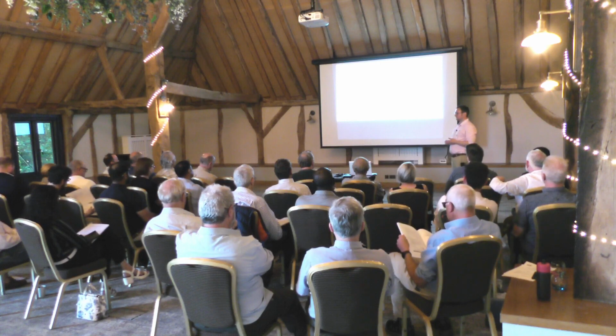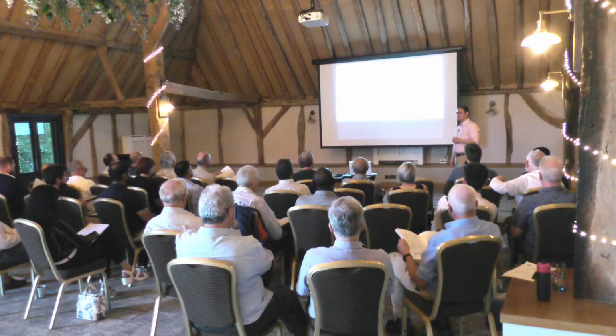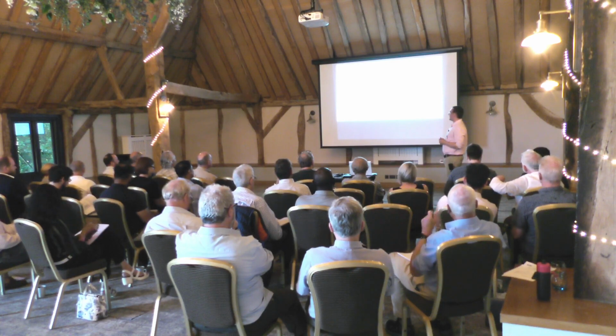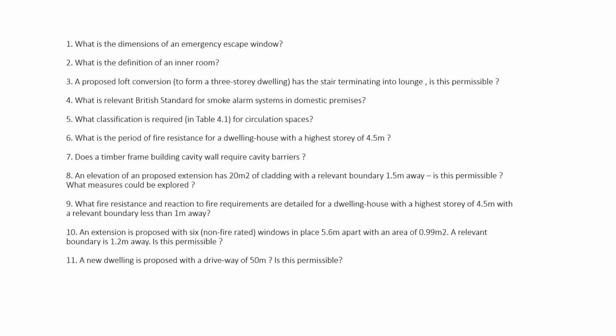What classification for internal linings is required for circulation spaces? Table 4.1. It's a tough one. Class C S3D2, basically. N12 circulation spaces in flat B S3D2. Period of fire resistance for a dwelling house with a higher story of 4.5 metres. 30 minutes. 30 minutes, perfect.